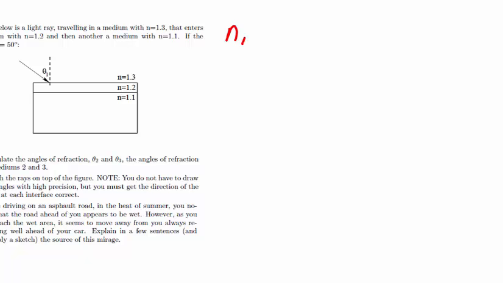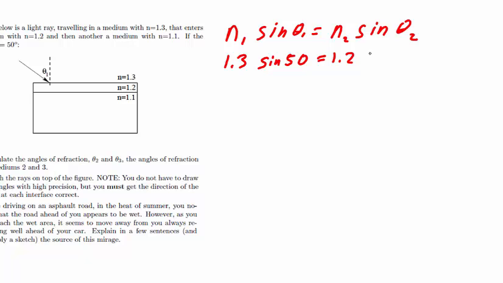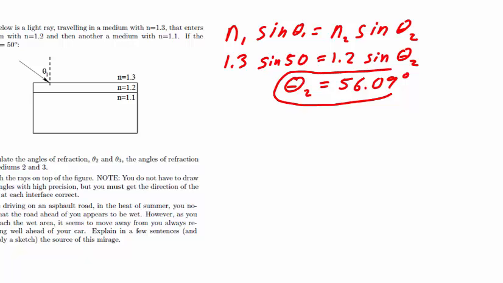Snell's law tells us that n1 sine theta 1 is equal to n2 sine theta 2. In going from a medium with index of refraction 1.3 to the second medium with index of refraction 1.2 and incident angle 50 degrees, we will get a resulting angle theta 2. The only unknown in this expression is theta 2, and we can solve for that easily to get the result 56.09 degrees.